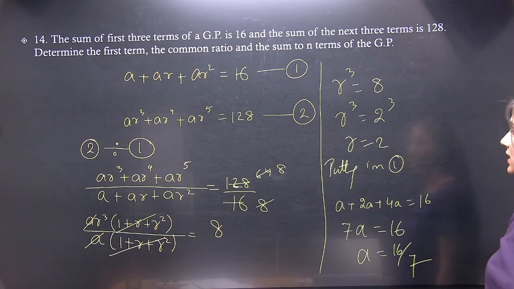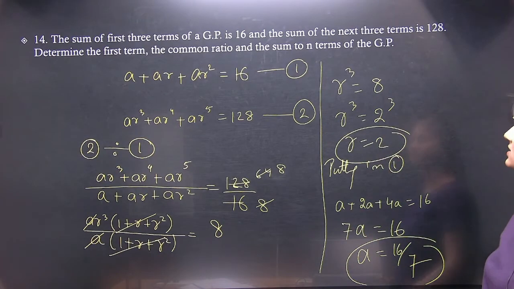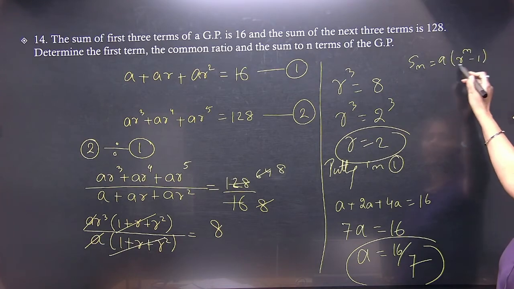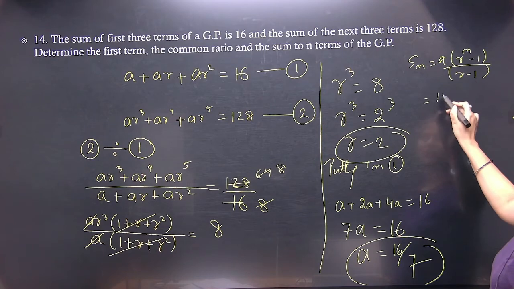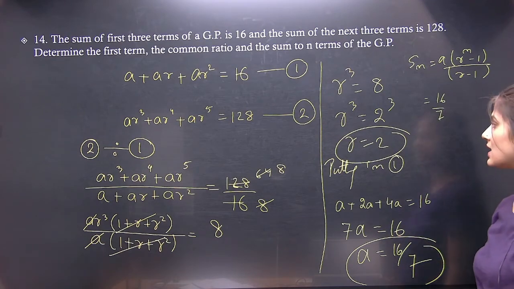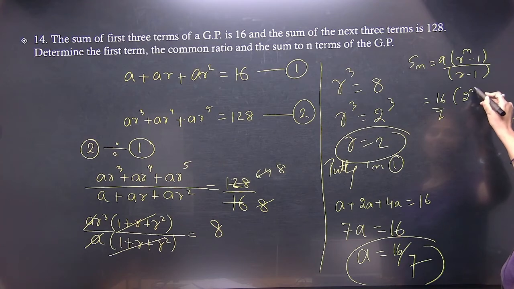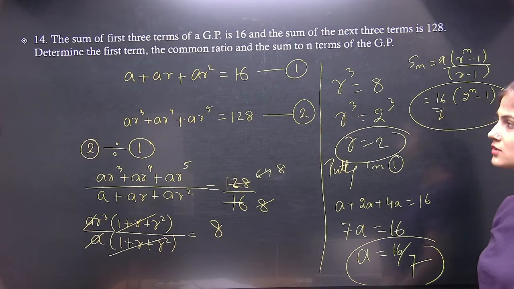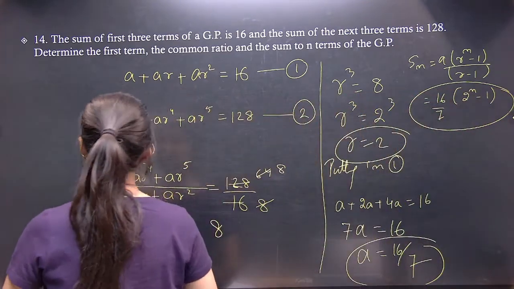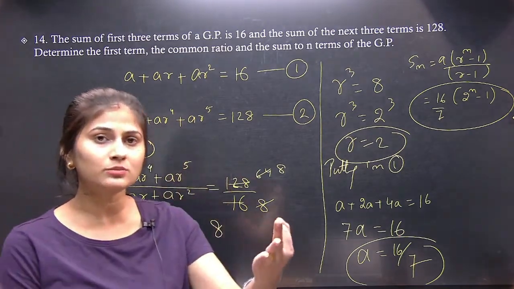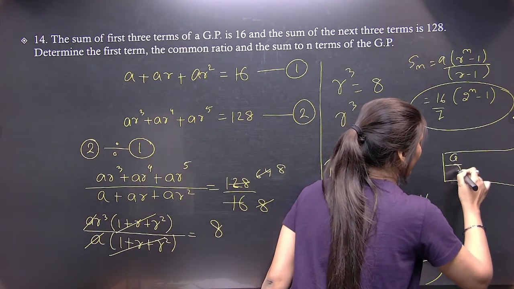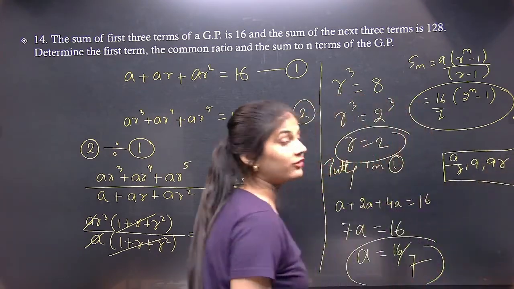You have to find the first term, the common ratio, and the sum of n terms. The sum is a(r^n minus 1) by r minus 1. A is 16 by 7, r is 2, so (2 to the power n minus 1) by 2 minus 1, that is 1 only. So this is the answer. Got it? This is question number 14. If the question says that there are only 3 terms, then you will consider those 3 terms which I have told you, a by r, a and ar.